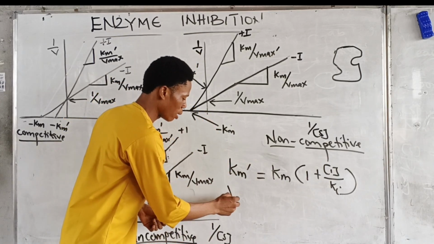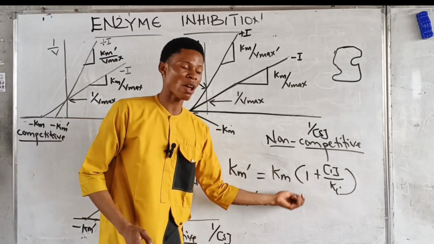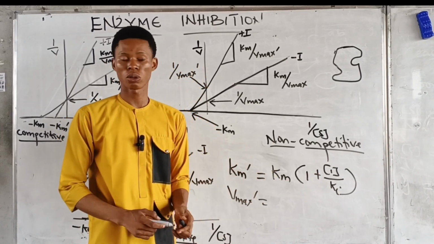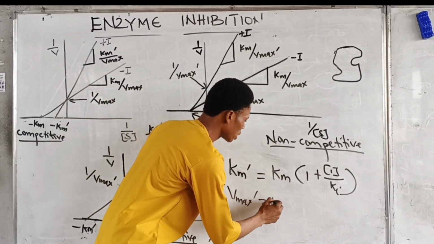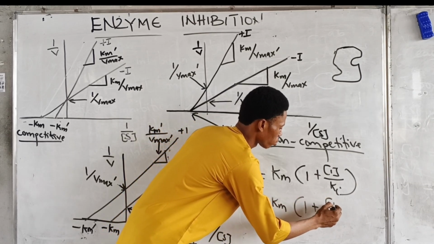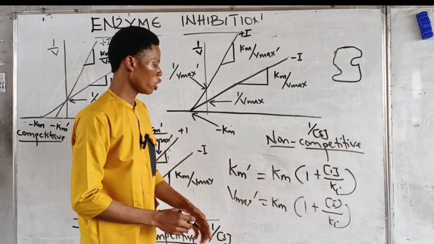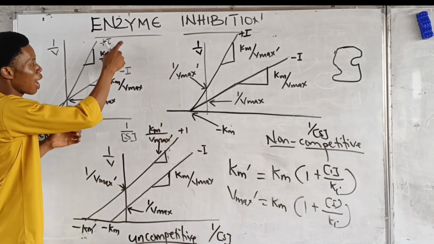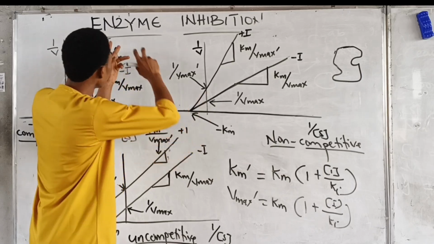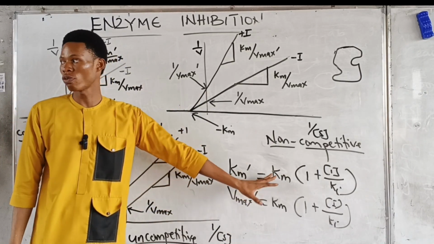Vmax prime, the apparent Vmax, is the same thing. You multiply Vmax by this factor. So if you don't write prime, you can put a full stop there in place of prime. All right, so take note of this relationship.